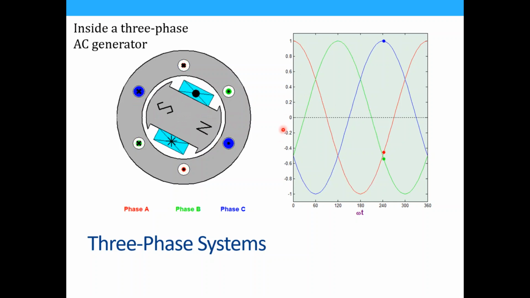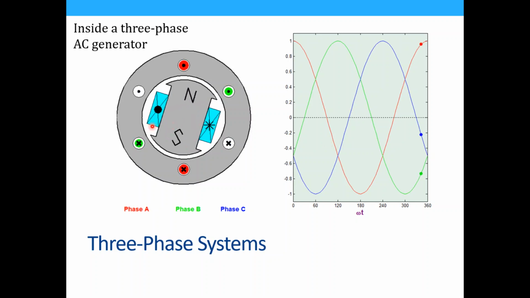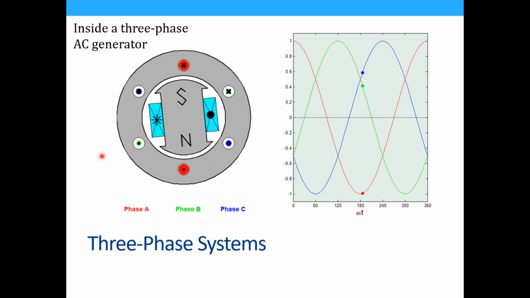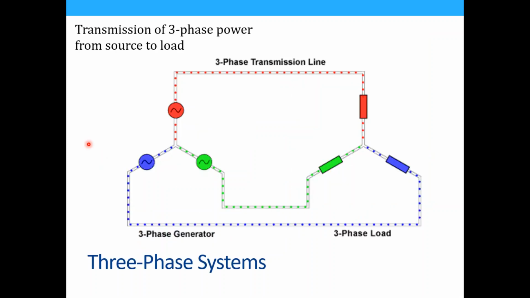Okay, so this is what the three voltages that are generated inside this AC generator, and we actually connect them. Okay? This three phase right here is actually connected to a balanced load. So we have a three phase generator connected to a balanced load. So we connect these three phase generators using wires directly connected to the three phase load.